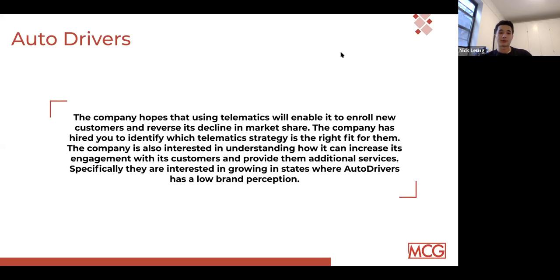The company hopes that using telematics will enable it to enroll new customers and reverse its decline in market share. The company has hired you to identify which telematic strategy is the right fit for them. The company is also interested in understanding how it can increase its engagement with customers and provide them with additional services. Specifically, they are interested in growing in states where Auto Drivers has a low brand perception.